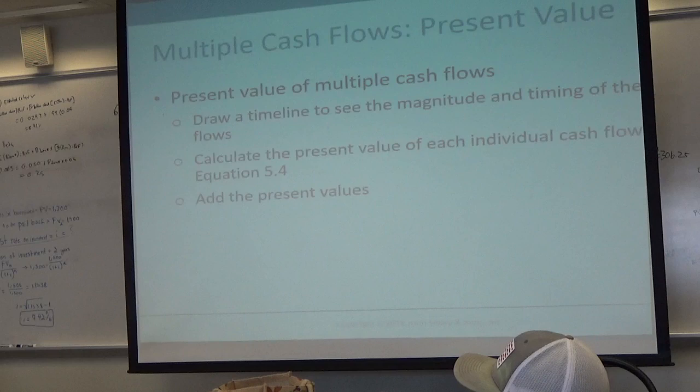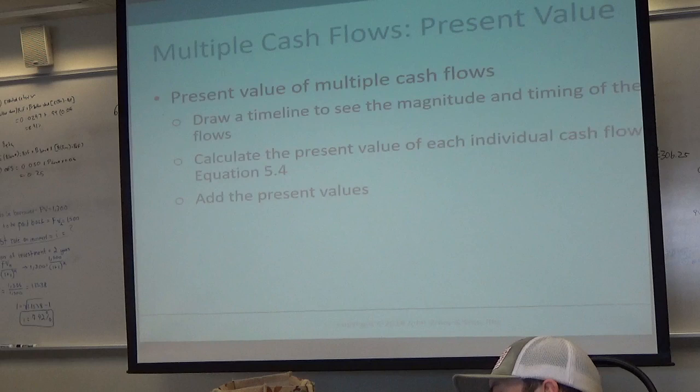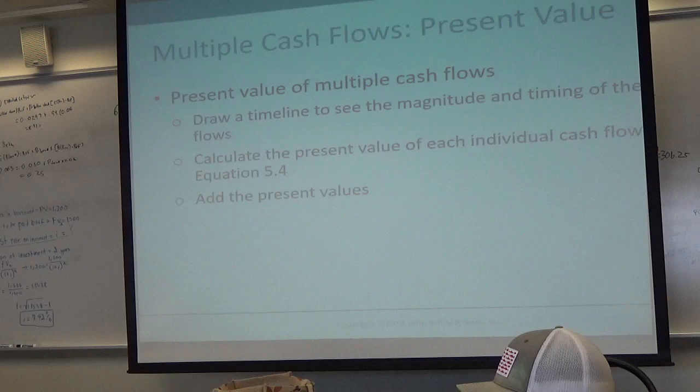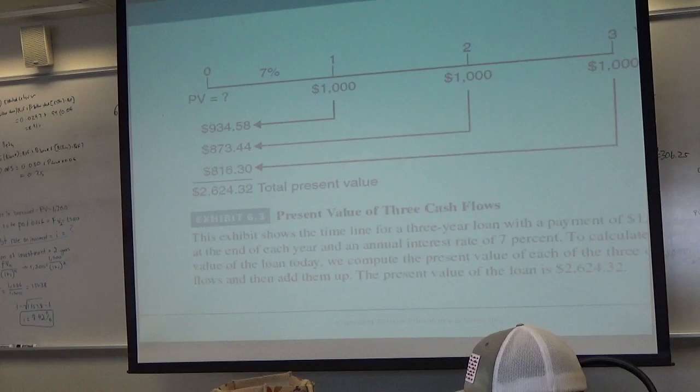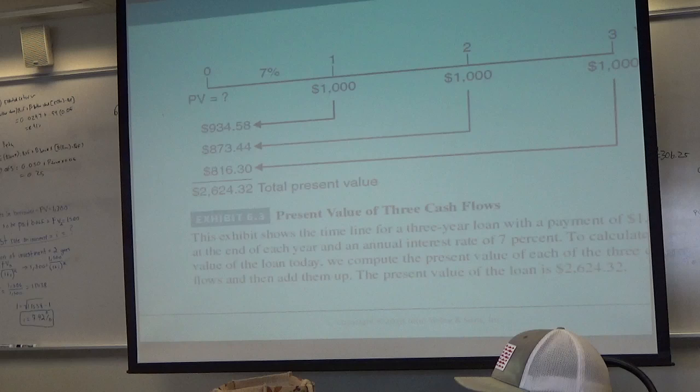Once again, the present value of multiple cash flows. For the present value, you just draw the same kind of timeline to show the magnitude and timing of each of the cash flows, and then calculate the present value of each individual cash flow, and then add the present values. So you're basically going backwards from the end of the timeline, going back to the total present value. This is an example of 3 cash values.